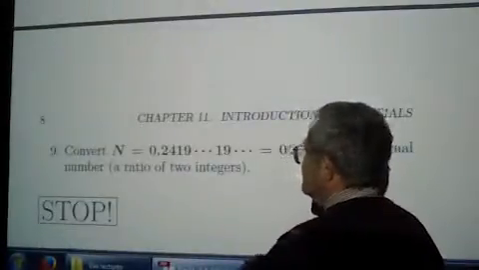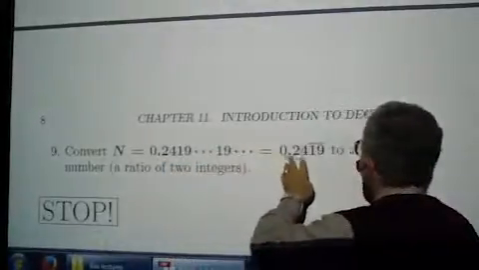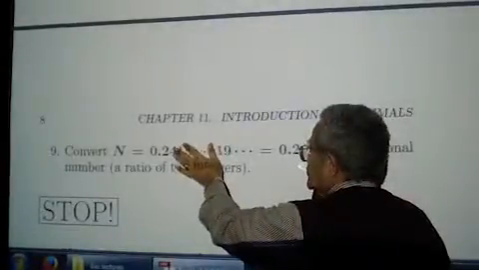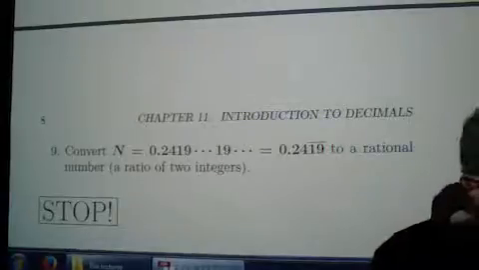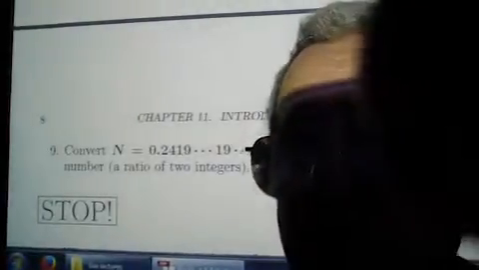Then you want to convert 0.2419 and so on to a rational number. That's optional. Okay? You don't have to do number 9. Okay, so I'm running something like 1 or 2 minutes over. I hope that's okay. See you next week.